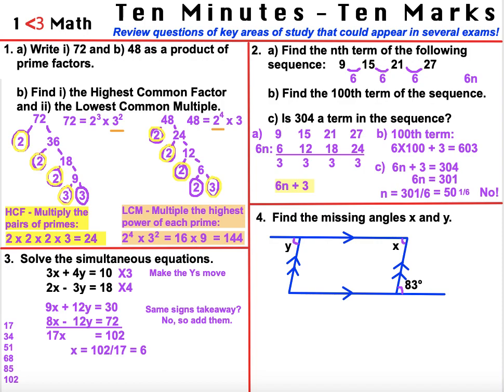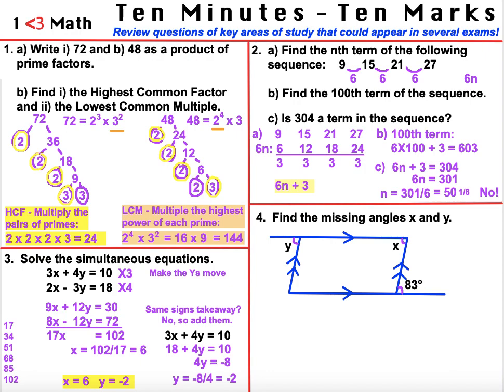So now we need to substitute into our simultaneous equation. We can pick one of them. I always pick the first one that doesn't involve negatives. So 3x plus 4y equals 10. We now know that x equals 6, so we can rewrite that as 18 plus 4y equals 10. Subtract 18 from both sides. So 4y equals minus 8. Divide by 4. We get y equals minus 2. So our solutions are x equals 6 and y equals minus 2.